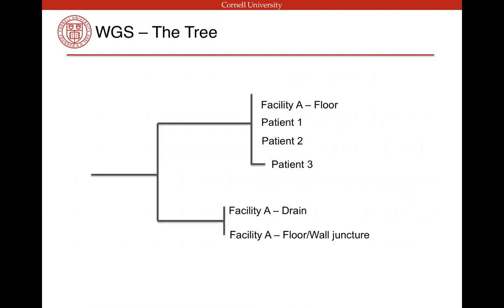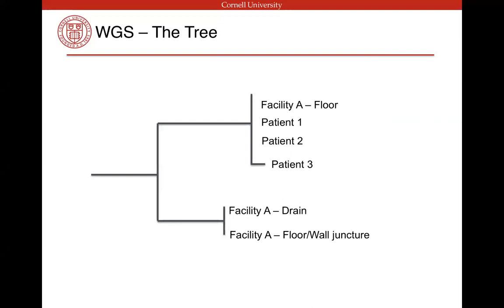And so what you might get from your lab personnel is a phylogenetic tree. So this is just like a family tree where siblings are really closely related, whereas cousins that are more distantly related, or from a different family altogether, are going to be a little bit farther on the tree. So in this particular example, it looks like the 3 patients are pretty closely related, and they look like they're pretty closely related to the Listeria that was found in facility A on the floor. But there was other Listeria found in this facility that seems to be unrelated. So one in the drain and one at a floor wall juncture.